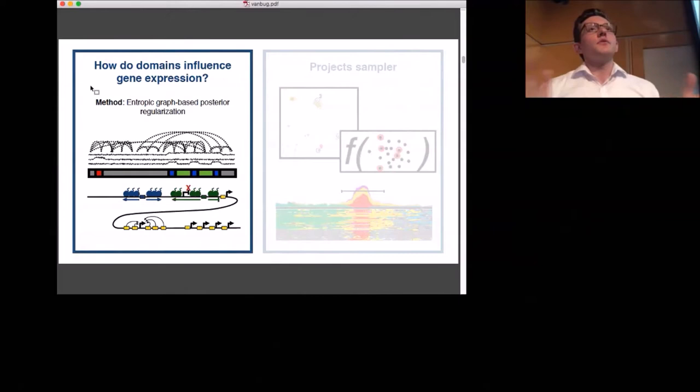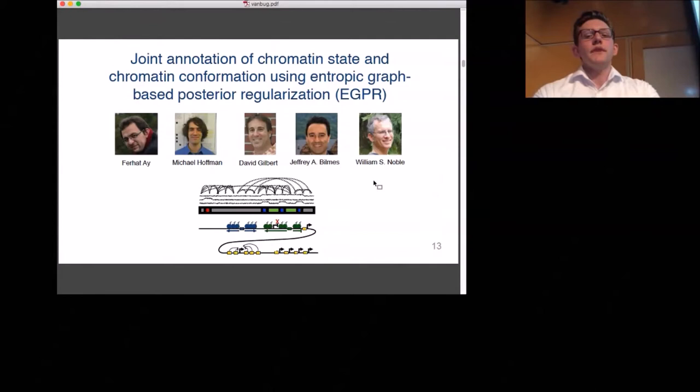The computational method I'll be talking about is called entropic graph-based posterior regularization. This is a joint project between me, my two advisors, Jeff Bilmes and Bill Noble at UW, Dave Gilbert, who is a collaborator of ours on the biology side at Florida State University, Michael Hoffman, who was a postdoc in the Noble Lab and is now at University of Toronto, and Maxwell Libbrecht's colleague Ferhat Ay, who was also a postdoc in the Noble Lab and is now at a research institute associated with UCSD.